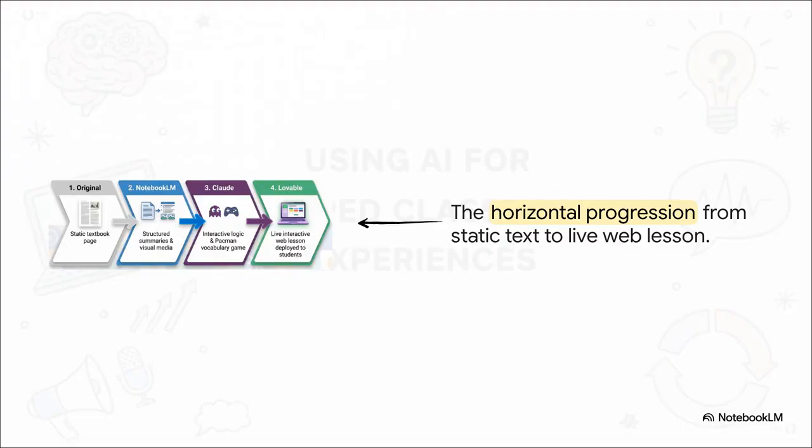So the really crucial point here is this horizontal progression. You're taking a totally static, flat textbook page, letting NotebookLM structure it with cool visuals, having Claude inject interactive game logic, like that Pac-Man game, and then using Lovable to deploy the whole thing as a live, interactive web lesson straight to your students' devices. Just think about what a massive upgrade that is for the student's experience. It completely solves that whole student friction problem where they skip the boring pre-class work.